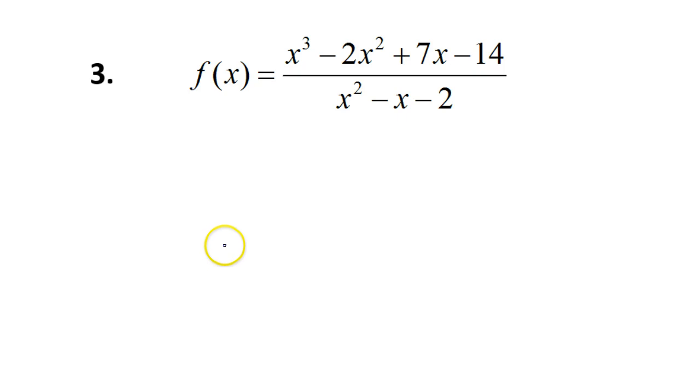All right, let's try number 3. Now, to do this, we need to factor the numerator and denominator as far as possible. I can tell there's going to be a slant asymptote because the degree of the numerator is exactly 1 more than the denominator. But as far as finding holes, I need to factor and see if there's anything that's going to cancel out or not.